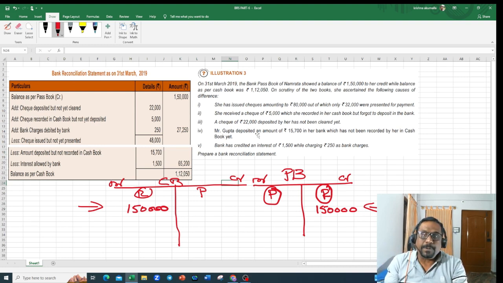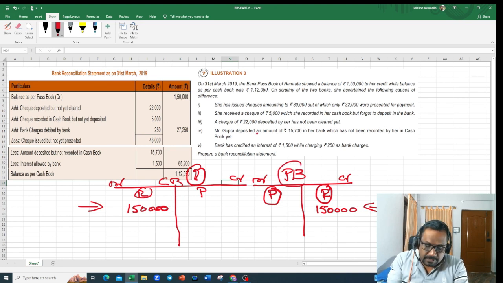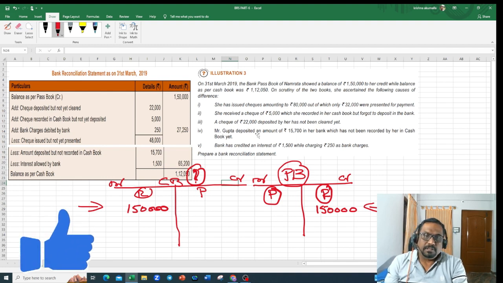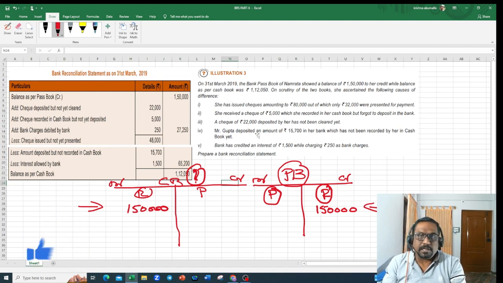Now, since we took passbook as the base, we need to put a question mark here on the cash book. Where do you put the question mark? That is very important. Since we took passbook as the basis and we are going to identify the cash book, let us put the question mark on the cash book. So whenever there is a question mark, what is it that we need to do?